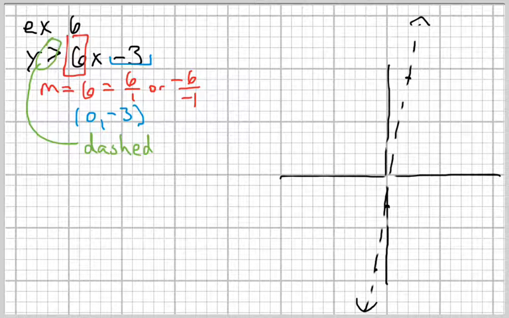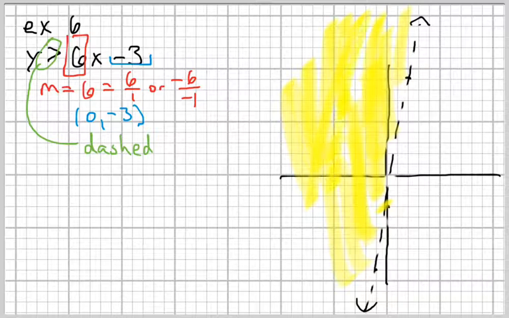Now I just need to figure out what part to shade. So again, standing at your negative 3 y-intercept right here, my equation was y is greater than, so what part of the y-axis is greater? That's going to be up here, so we want this side of the line. All of this part would be shaded.